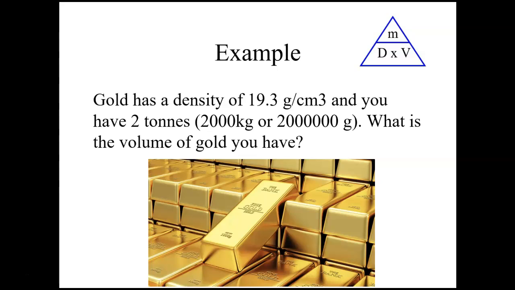Okay, nearly there. Finally, gold has a density of 19.3 grams per centimetre cubed. Gold is a very dense metal, it's very heavy. Remember, aluminium is only 2.7. So this is maybe 8 times heavier than aluminium. And you have 2 tons. Well, a ton is 1,000 kilograms, so that's 2,000 kilograms. And because there are 1,000 grams in a kilogram, that's 2 million grams. Okay, what is the volume of gold you have?